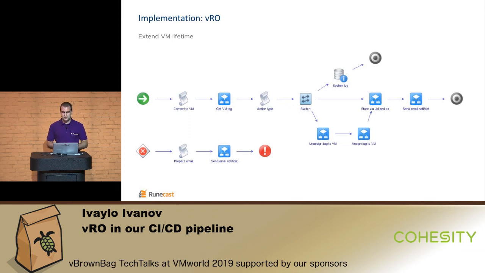That's how the workflow to extend the VM lifetime looks. Looks a bit complicated, but it's actually pretty straightforward. In case of failure, there is a default handler which will notify the requester by email that we couldn't fulfill his request, so he can reach out to some admin. In this case, it would be me most likely, and we can check what went wrong.